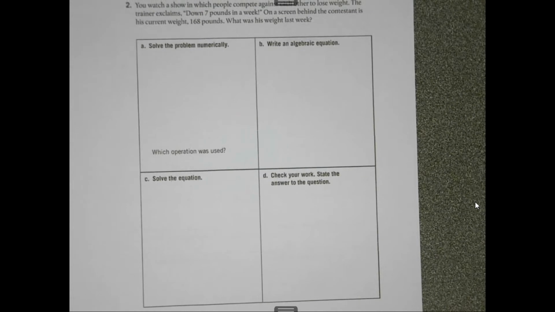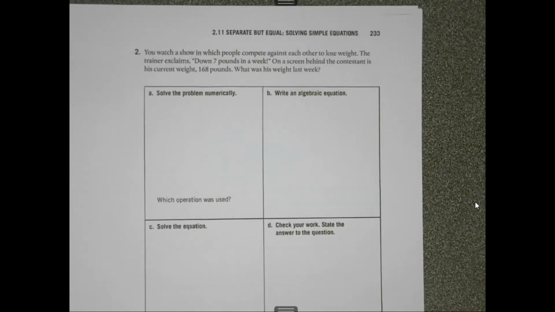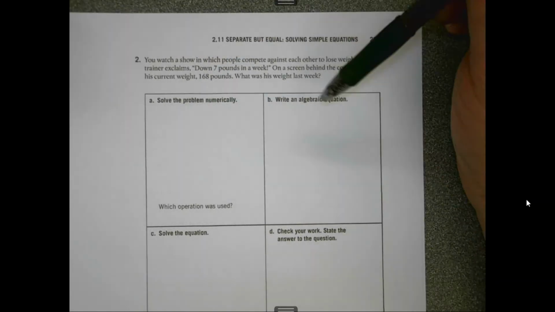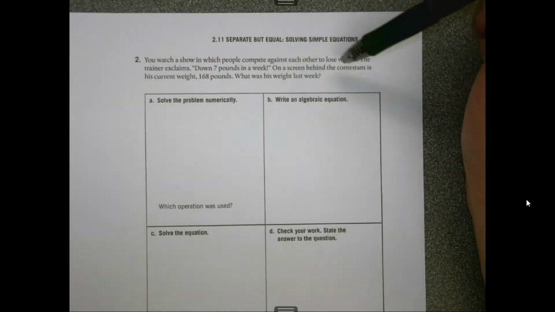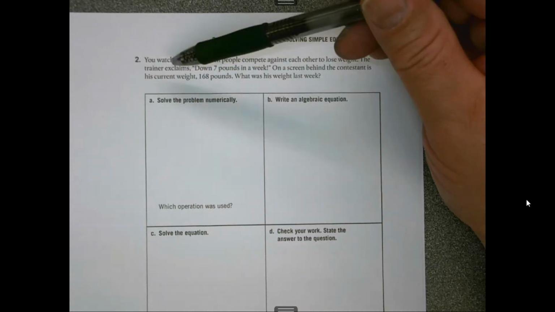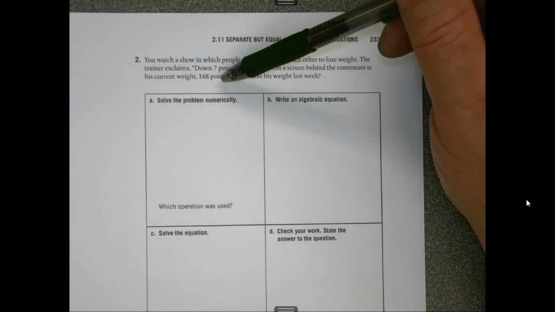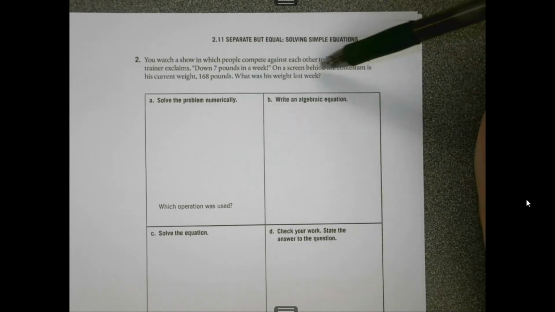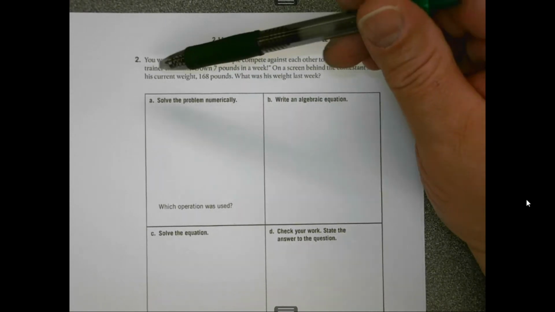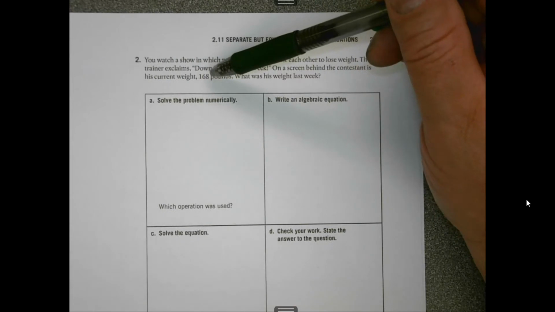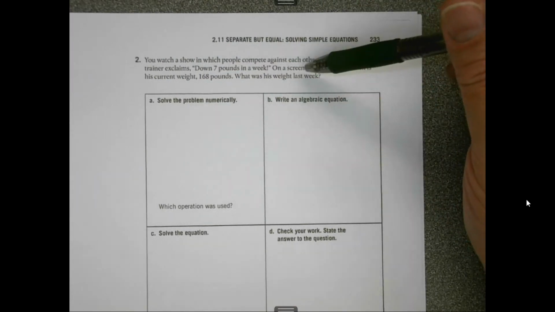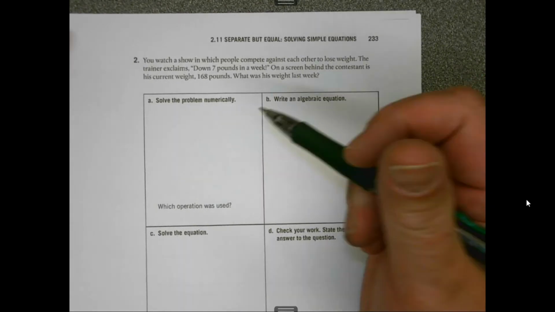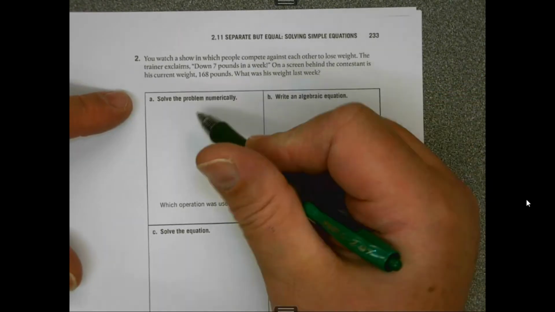It says, you watch a show in which people compete against each other to lose weight. The trainer exclaims, down 7 pounds in 1 week. On a screen behind the contestant is his current weight of 168. What is his weight last week? Well, again, this would be pretty easy for us to do in our head. He's down 7 pounds to 168. So right now, he's 168 pounds.